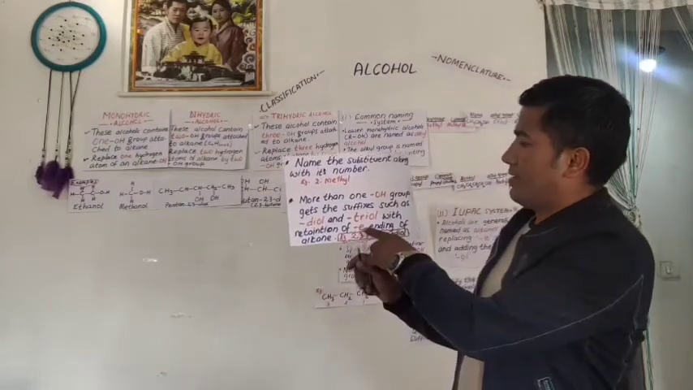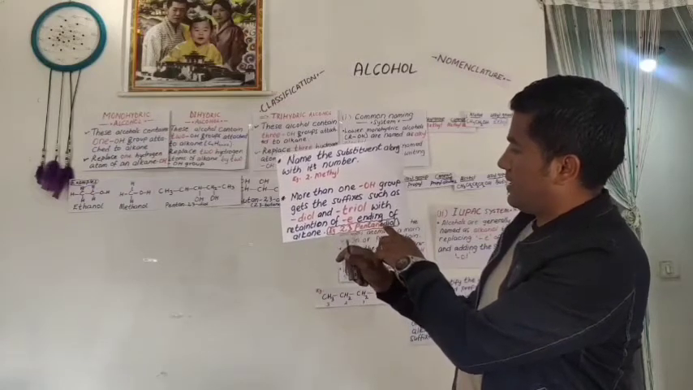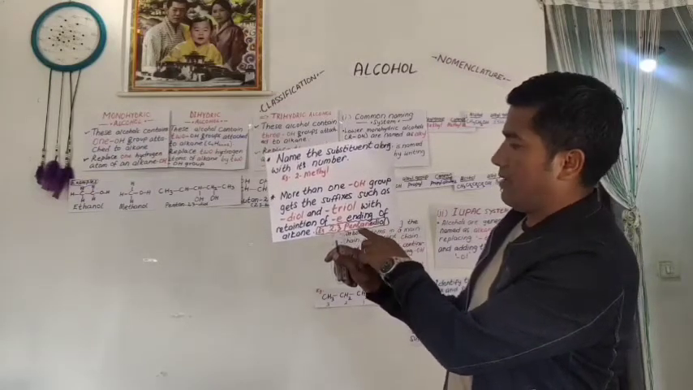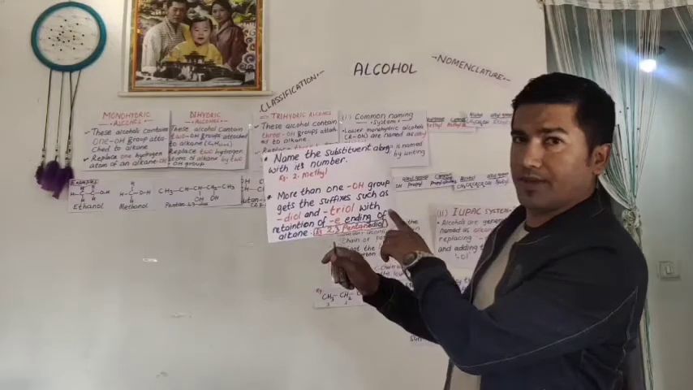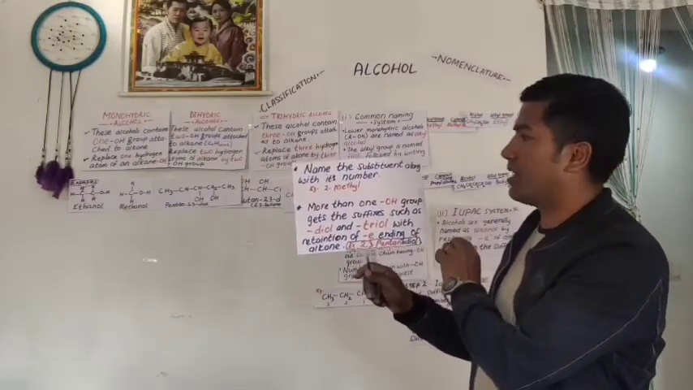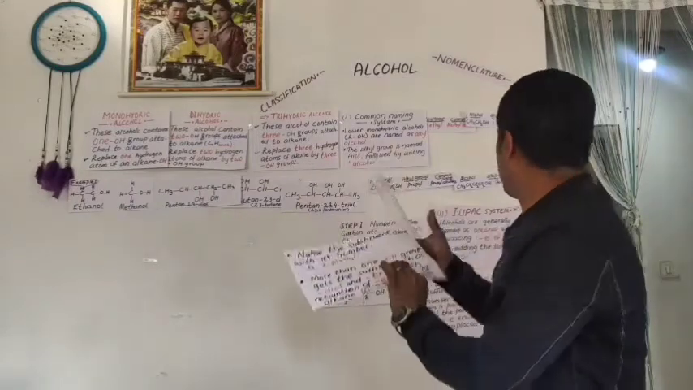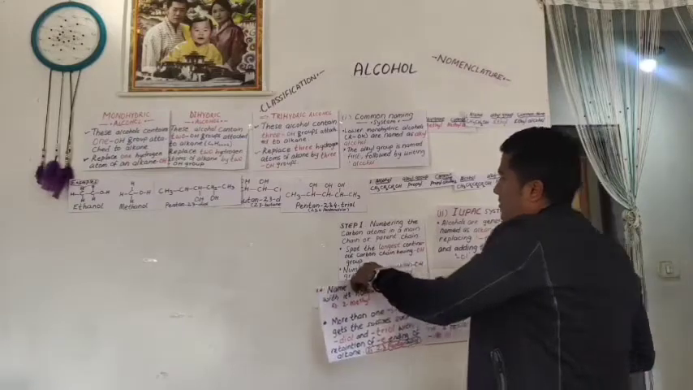Now with the retention of E, for example here you can see 2,3-pentanediol. So this is how we do step 2, identify the root word, suffix and prefixes.